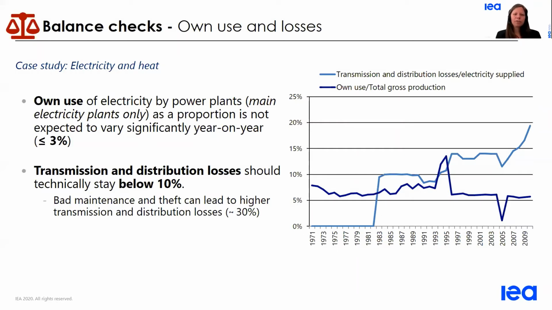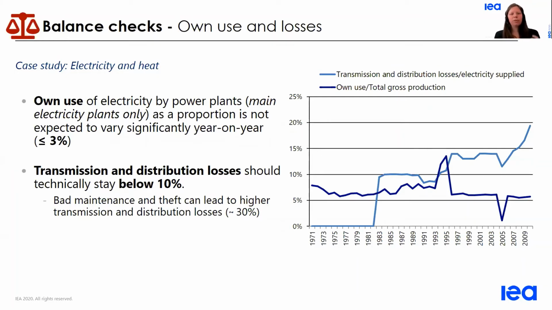Then another aspect to look at is the own-use and the losses, especially for electricity. These are values that shouldn't vary too much across time. The own-use of electricity by power plants, that's the electricity used by power plants to function, basically. And it's not expected to vary significantly year on year. We would say maybe around 3%. And if in your country it has been for the whole time series higher or lower, as long as you can explain it, that's fine.